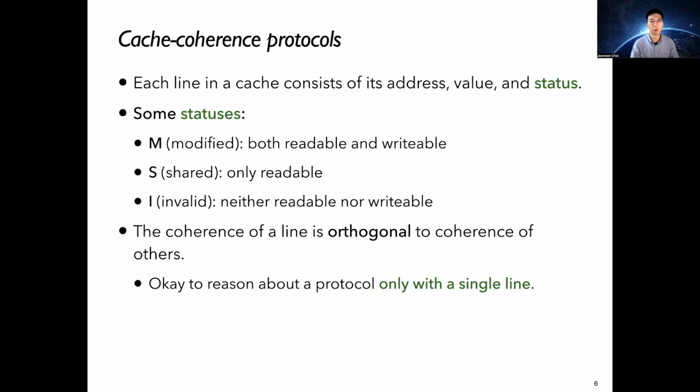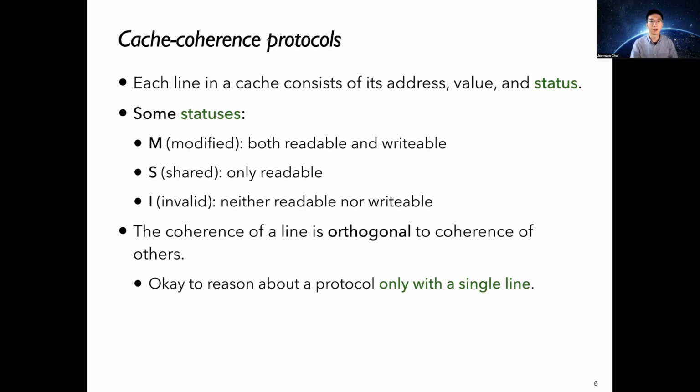Let's look into more about cache coherence protocols. Each line in a cache consists of its address, value, and status. Here are some example statuses. M stands for modified, and it means that the line is both readable and writable. Another status is the S, standing for shared, and it means that the line is only readable. We also have status I, meaning that the line is neither readable nor writable.